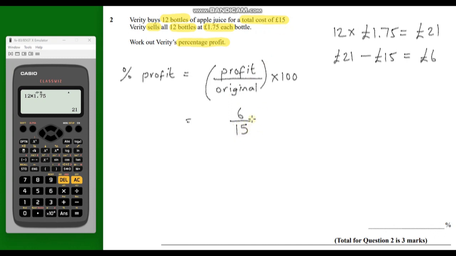She buys them for £15. So that will be the profit out of the original, and then as a percentage we just multiply that by 100. So let's type that into the calculator. 6 divided by 15 times 100. And we get exactly 40%. So our answer for this will be 40%.